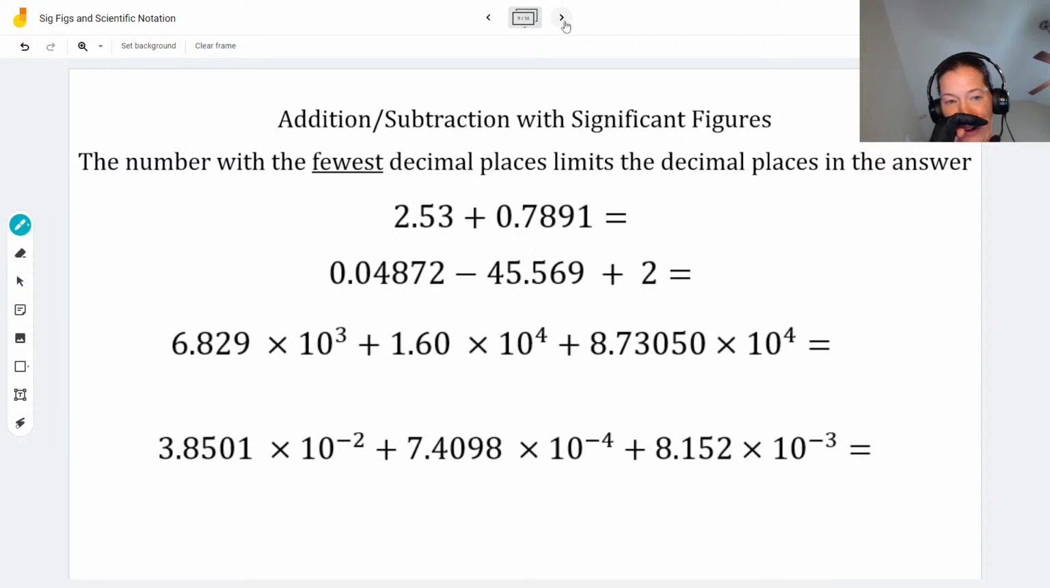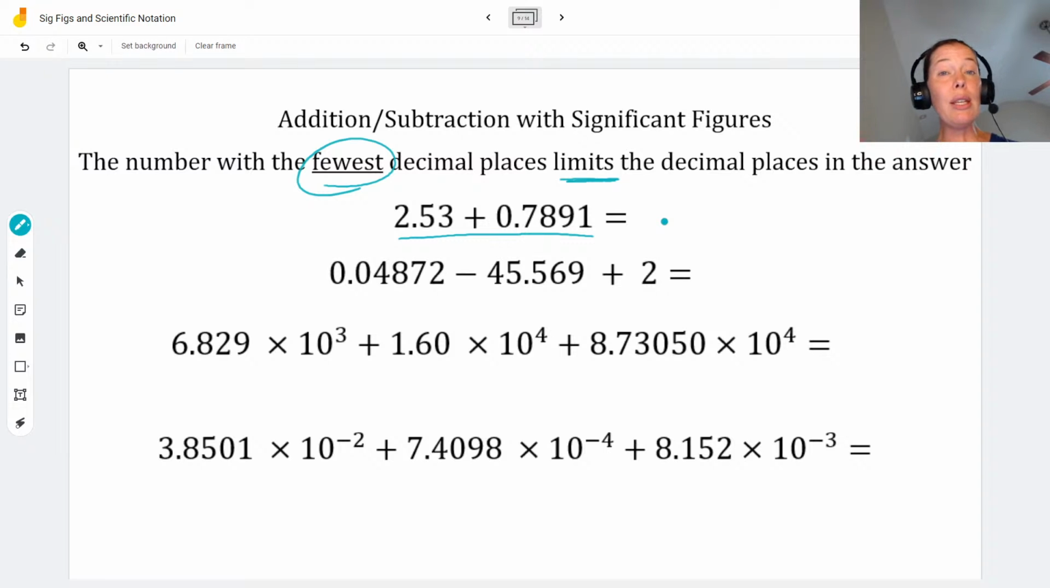All right, so now we're going to talk about sig figs and scientific notation. We're going to put these two together, and we're going to deal with problems with addition and subtraction. Some of these have scientific notation, some of them don't, but we're always going to be dealing with sig figs. When we're doing addition and subtraction, the number with the fewest decimal places is going to limit the answer. You can mix up addition and subtraction, that's fine. You want to just count the number of decimal places. Once you find the fewest decimal places, that's how you know how many decimal places your answer is going to have.